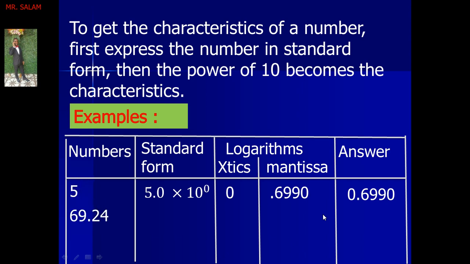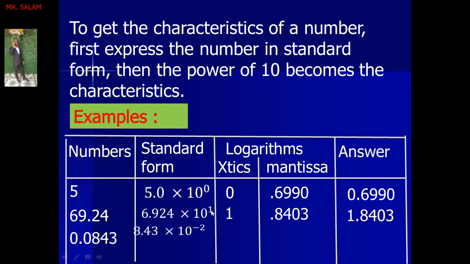So let's look at another one. 69.24. So how do we find the characteristic? Let's express 69.24 in standard form. That will give us 6.924 times 10 raised to the power 1. So 1 is the characteristic. Then we'll find the mantissa. We're still going to talk about how to find the mantissa later. So our final answer will be 1.8403.